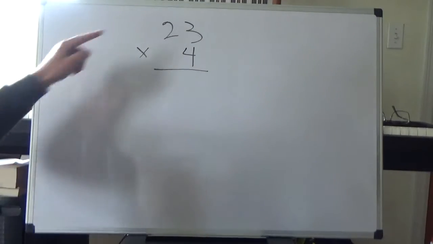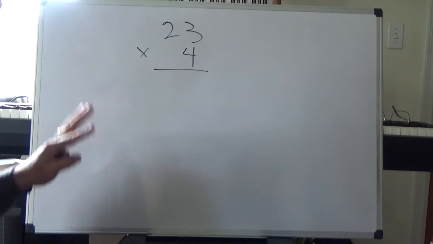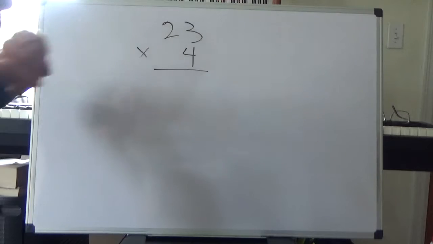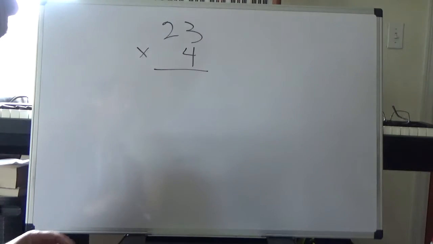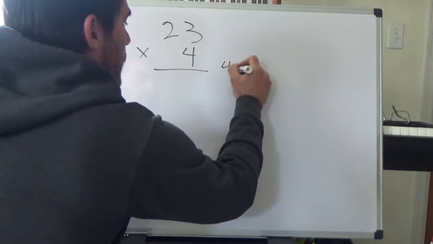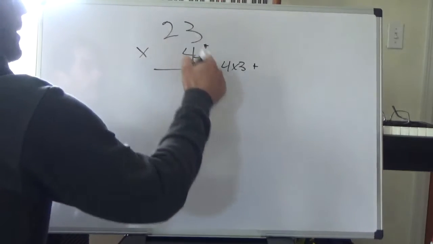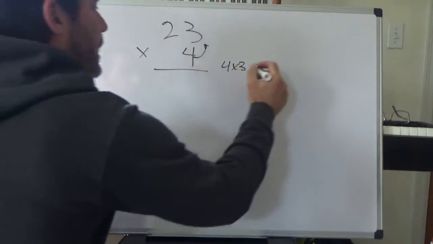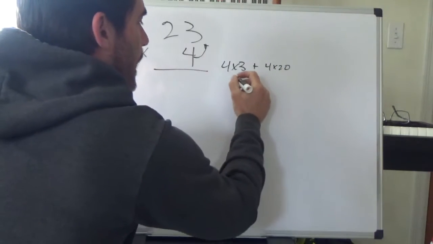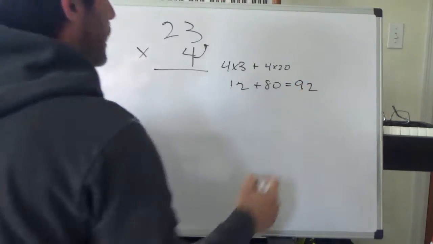So 23 times 4. Well, if I estimate what my answer should be, it should be about 100, because I know 25 times 4 is 100. 23 is a couple less than 25. So if I do this here, I end up with 4 times 3 plus, so I multiplied the ones by the ones, plus 4 times 2 tens, or 4 times 20. And if I add these together, I get 12 plus 80, which will give me 92.